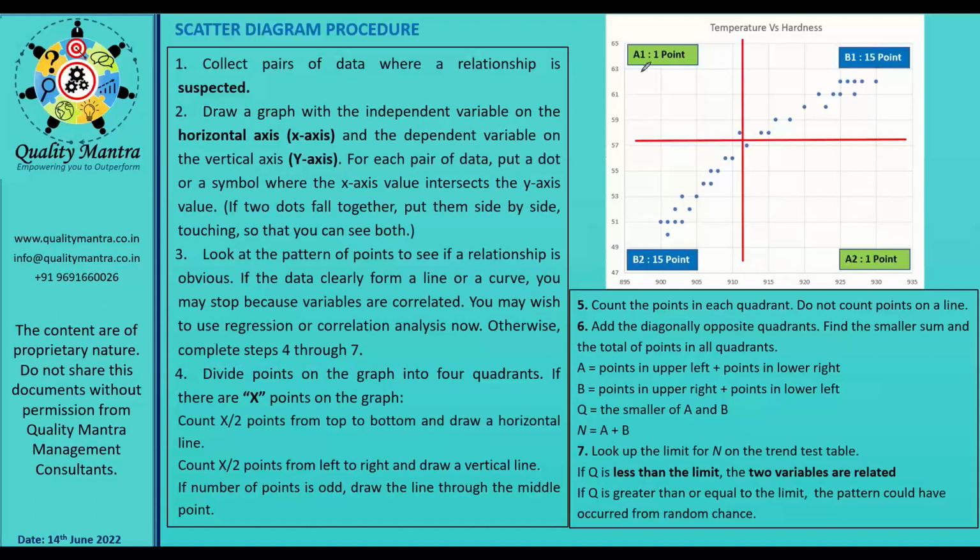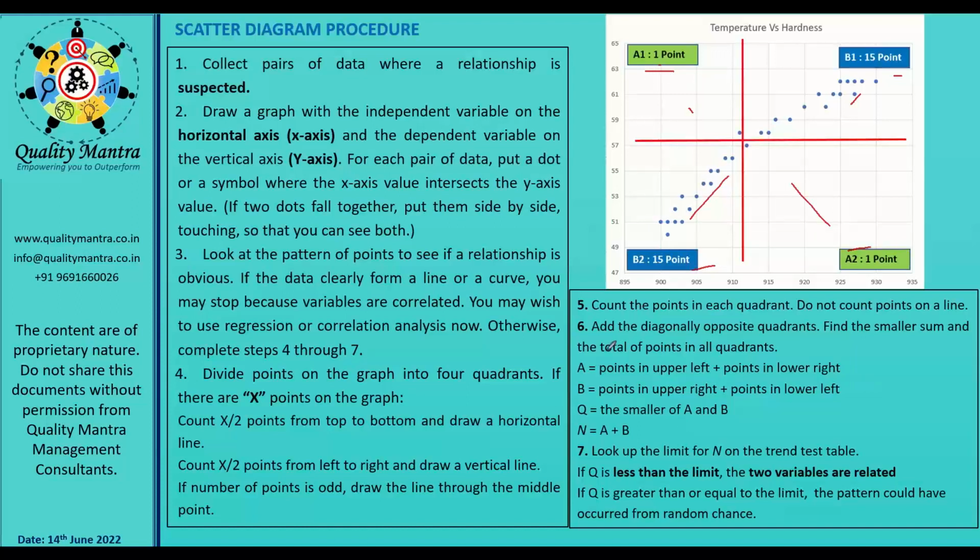You will divide the graph into 4 quadrants. You will name it A1 and A2. This is A1 and the opposite one is A2. And this is B1 and the opposite is B2. These are the quadrants you have. Got it? And now you note down how many points are there in each quadrant. Like A1 you have 1 point, B1 you have 15 points, A2 you have 1 point, B2 you have 15 points. Got it?